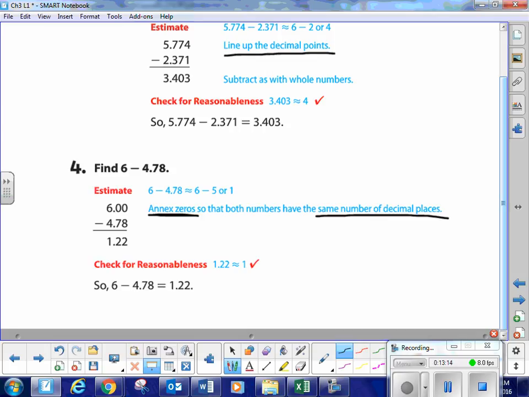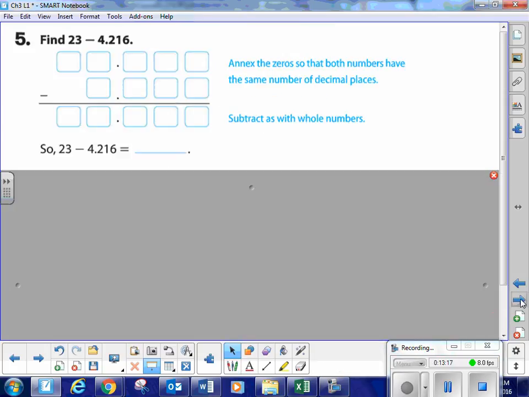Excellent. Okay, on to the next page. In your textbook, you can write here. That's what I'm asking you to do, is go ahead and follow along and write this. They have 23 minus 4.216, okay? So they put 23 here. The decimal place is there for us, and we're going to have to annex 3 zeros. Annex the zeros, okay? And minus 4.216. Excellent. I will do the work. If you want to fill it in after I'm done doing it, that's fine.